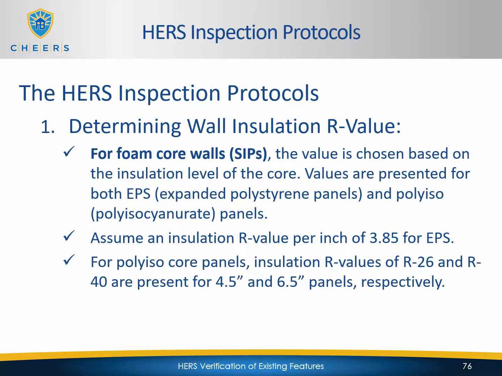If you have foam core walls or SIPs, the value is chosen based on the insulation level of the core. Values are presented for both EPS, which is expanded polystyrene panels, and polyiso panels, which is polyisocyanurate. Assume an insulation R value per inch of 3.85 for EPS. For polyiso core panels, the insulation R values R26 and R40 are presented for 4.5 inch and 6.5 inch panels, respectively.